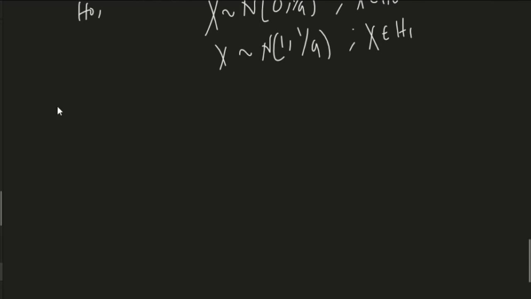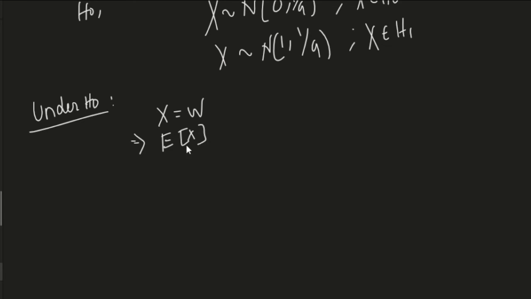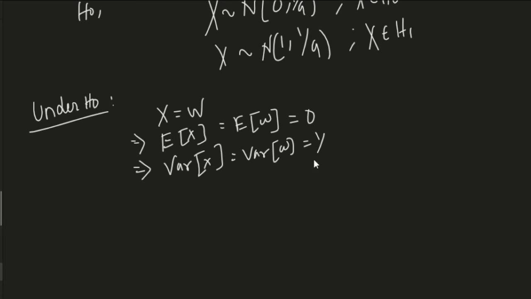Because under H0, x is w, therefore E of x is equal to E of w, and w is a standard normal variable with mean 0. So this is this, and also variance of x should just be variance of w, which is 1 by n. Therefore x also follows a normal distribution with mean 0 and variance 1 by n.